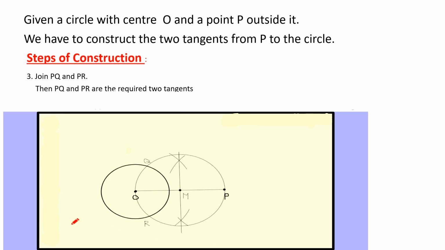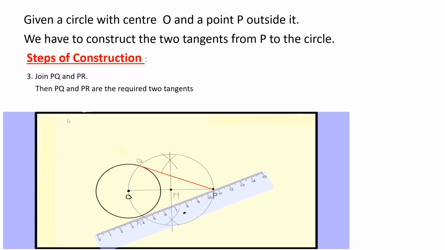Now the next step, that is the third step, is to join this point Q to P. That is join PQ and the point R to P, that is PR. Join PR. So these red lines are the required two tangents, that is PQ and PR.